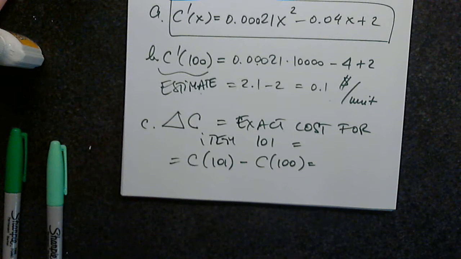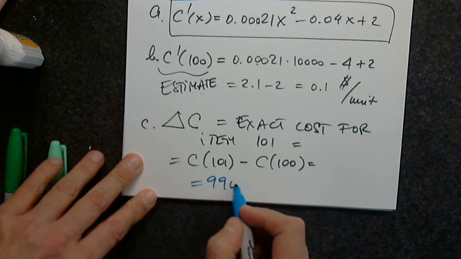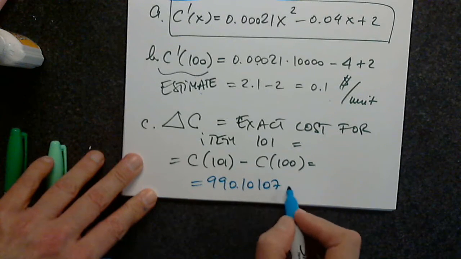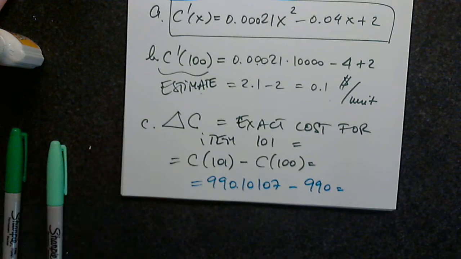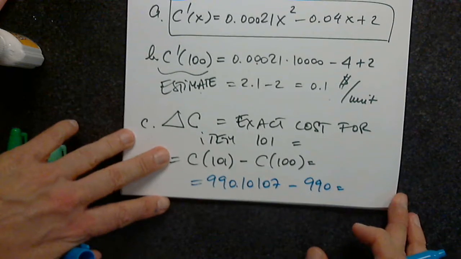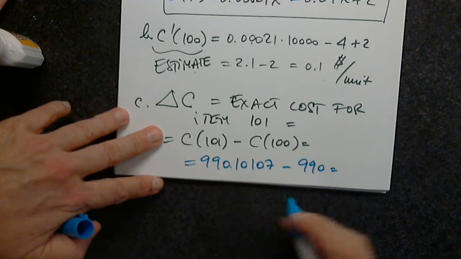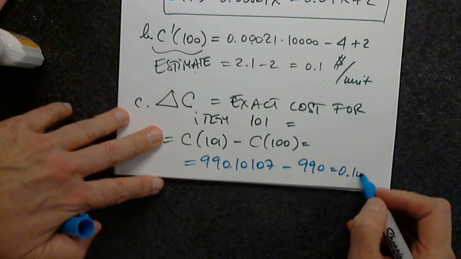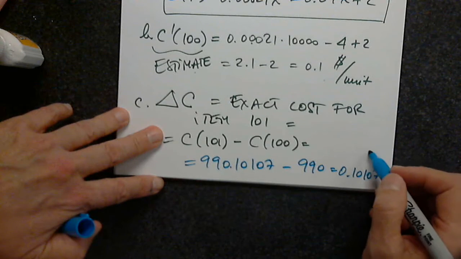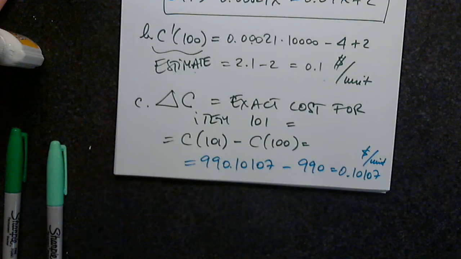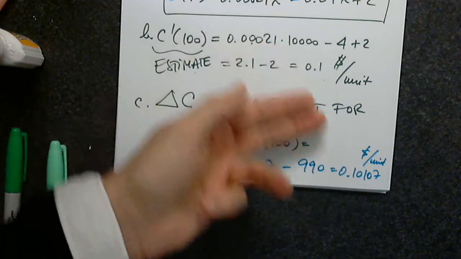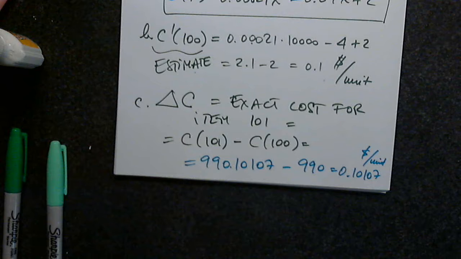Okay, so this is 990.10107 minus 990. So the exact answer, the cost for the 101st unit is $0.10107 per unit. So is 0.1 close enough for you? Yes, very good.